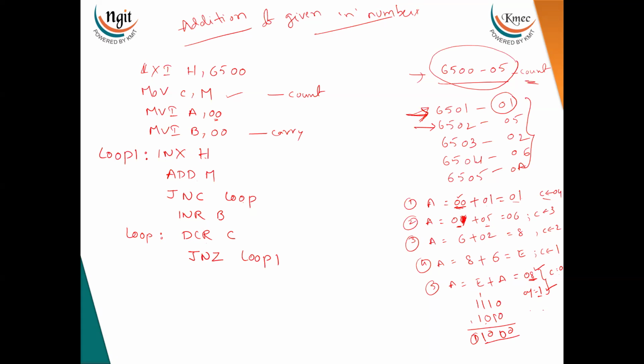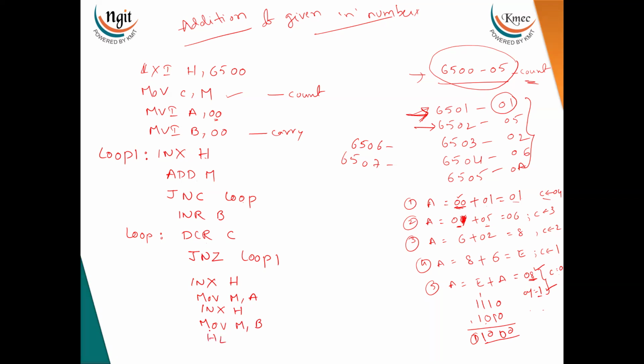Now where I wanted to store, if I wanted to store in the next consecutive memory location, then I can take 6506 and 6507. Otherwise, if you wanted to store in some other location, that also you can take. To store in the next consecutive memory location, simply write INX H and MOV M, A. First you have to move your accumulator value. Next INX H, then MOV M, B, where the carry is there in B.